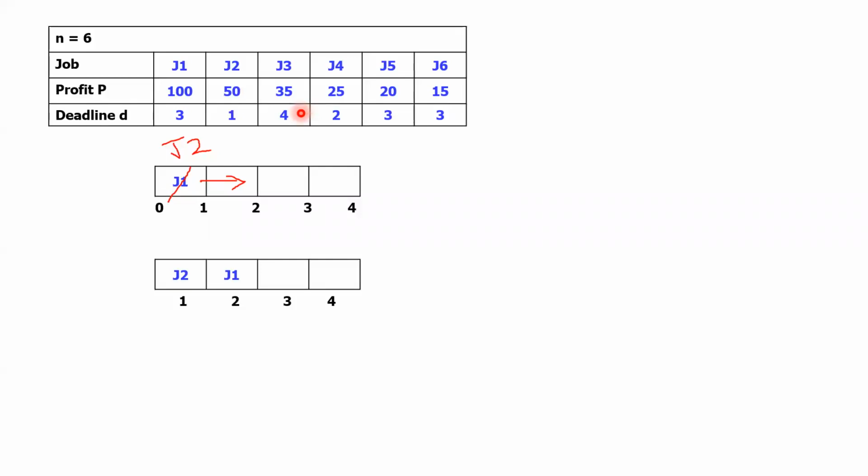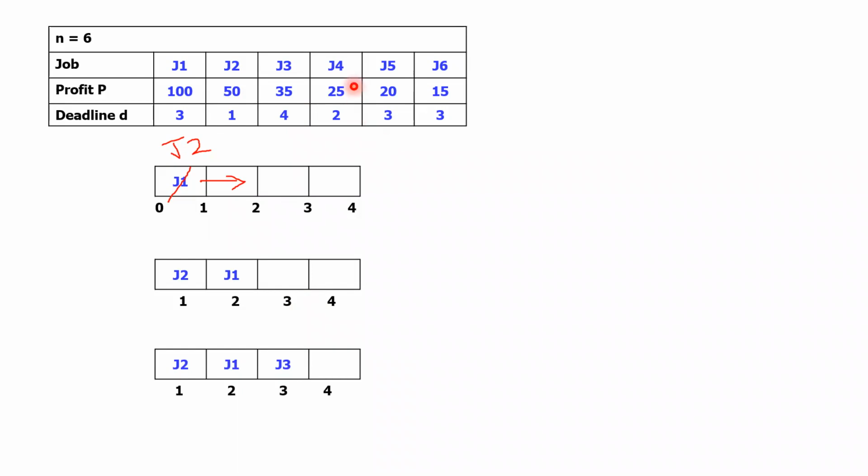Now, where can I schedule J3? I can schedule J3 here. I don't have to move J2 or J1. I can schedule J3 in the third time unit because its deadline is 4. Okay, so now after scheduling, your Gantt chart will look like this.